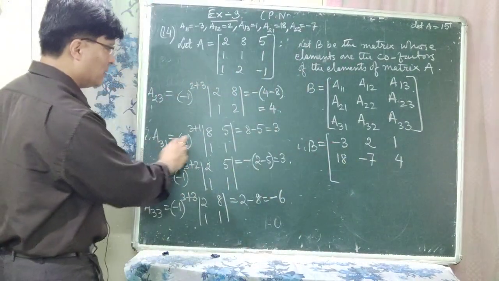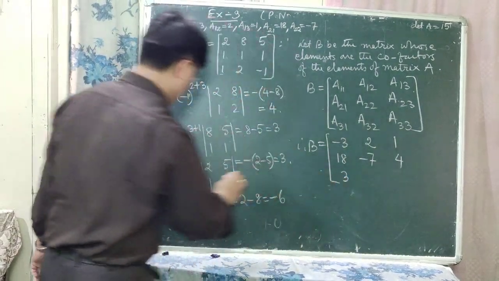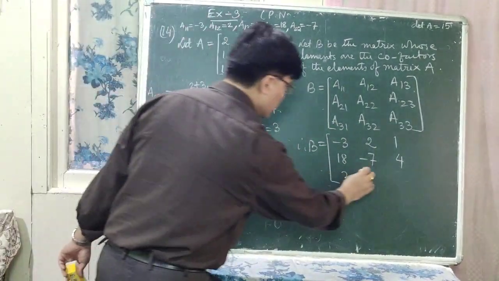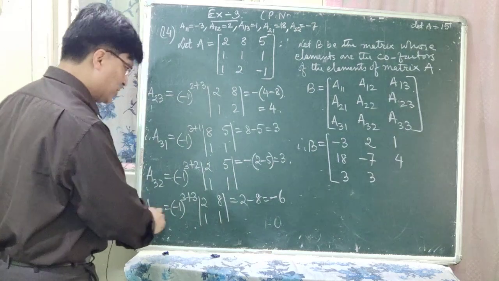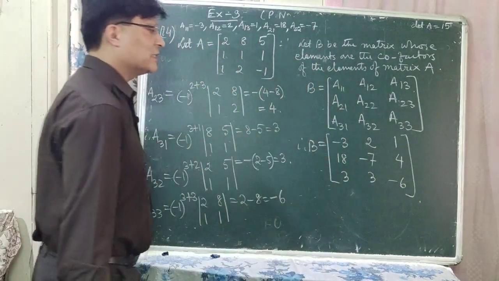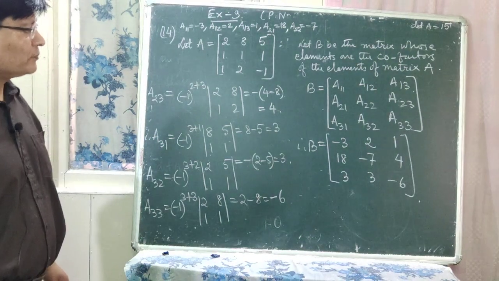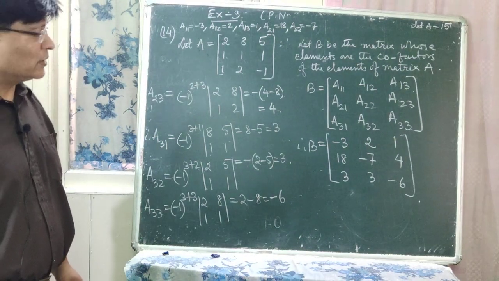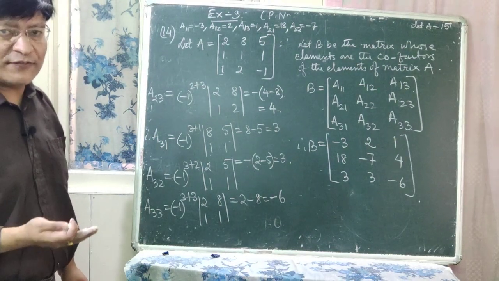Next, what is A31? It is 3. What is A32? It is also 3. What is A33? It is -6. So this is your -6. So I think you have understood it. Now we have to get the adjoint of A.